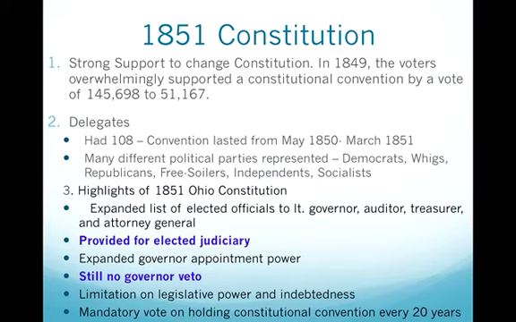And this new Constitution expands the list of elected officials to include a lieutenant governor, auditor, treasurer, and attorney general. It provides for an elected judiciary, which we still have today. We vote for the Supreme Court, which is different from the federal level. The governor gets a little more power, but he still doesn't have a veto power. And there's a limitation on legislative power and indebtedness.